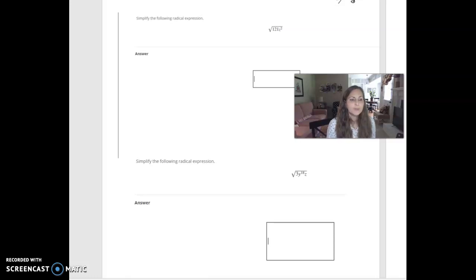These are some notes from section, I believe it's 1.2C in Hawks. I'm going to write that down. This is 1.2C in Hawks Learning. This is simplifying radicals, and this is something that students continually struggle with.